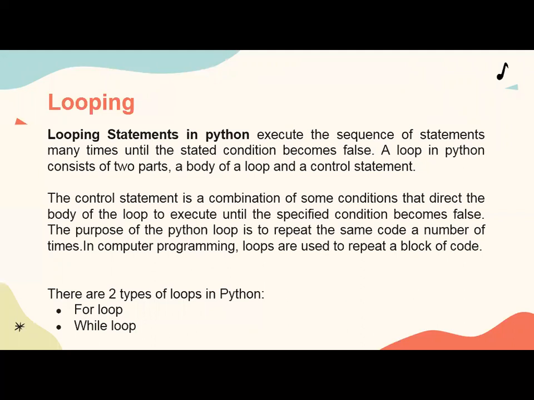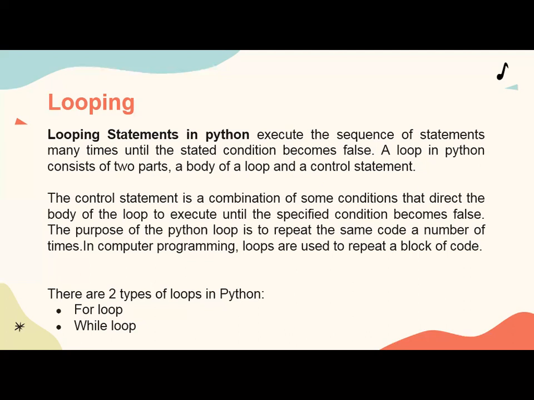Looping means executing a sequence of statements many times until the stated condition becomes false. A loop in Python consists of two parts, a body of the loop and a control statement. The control statement is a combination of conditions that direct the body of the loop to execute until the specified condition becomes false. The purpose of the Python loop is to repeat the same code a number of times.